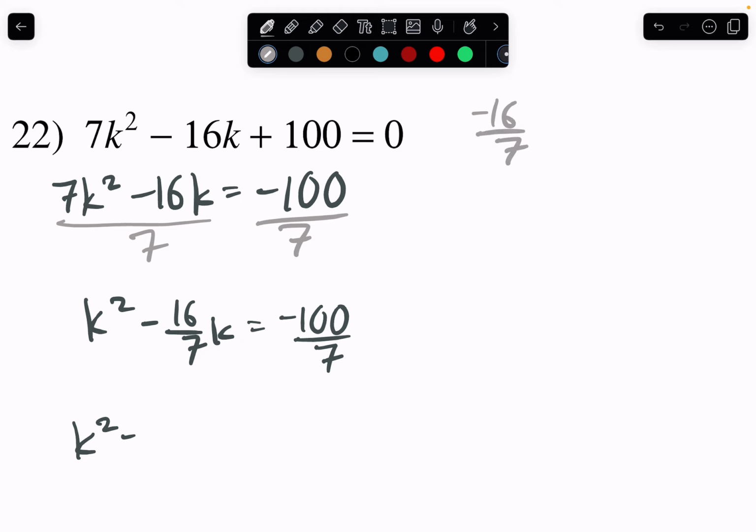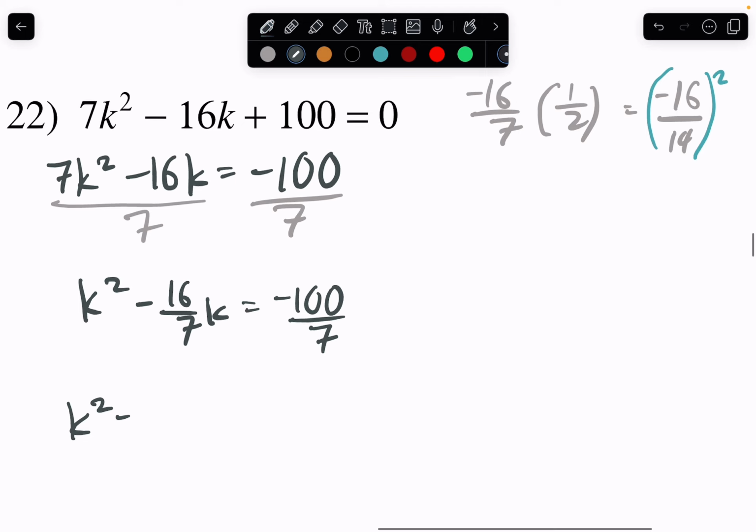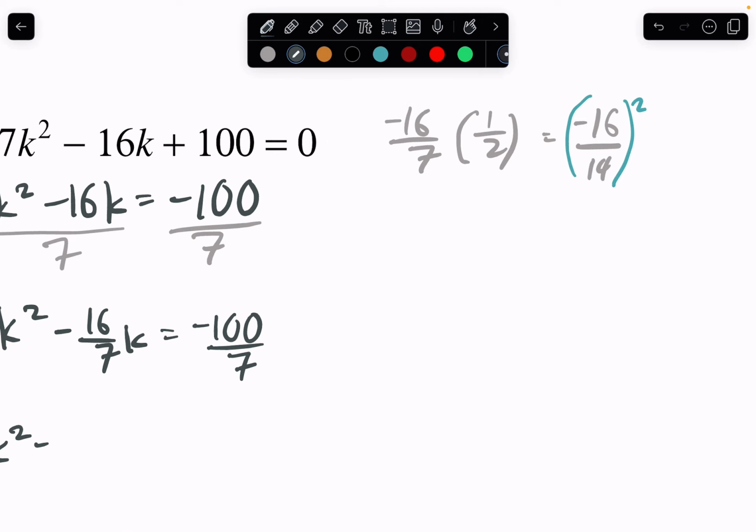Negative 16 over 7 divided by 2, so that's times 1 half. So negative 16 over 14. And then put a raise to 2. 256, is it? Over 196. 64 over 49.